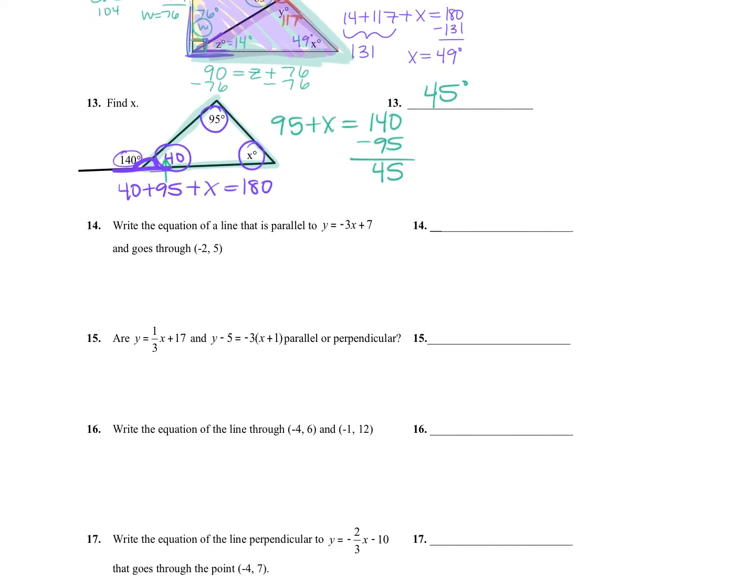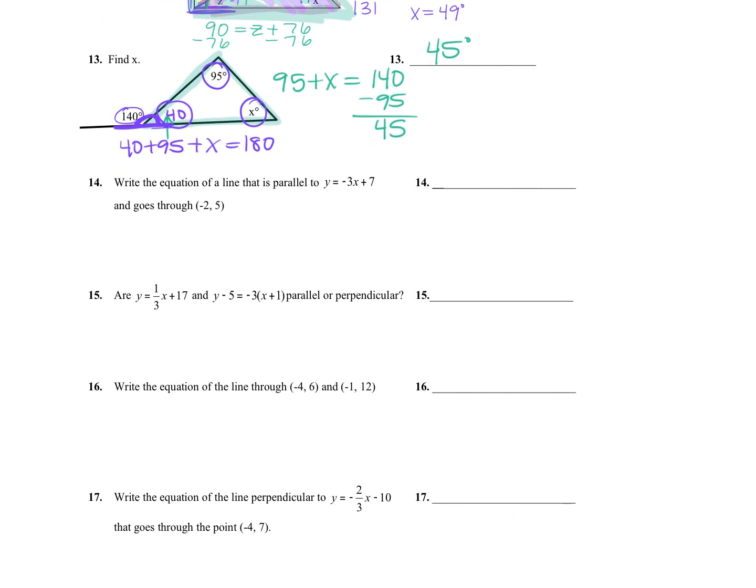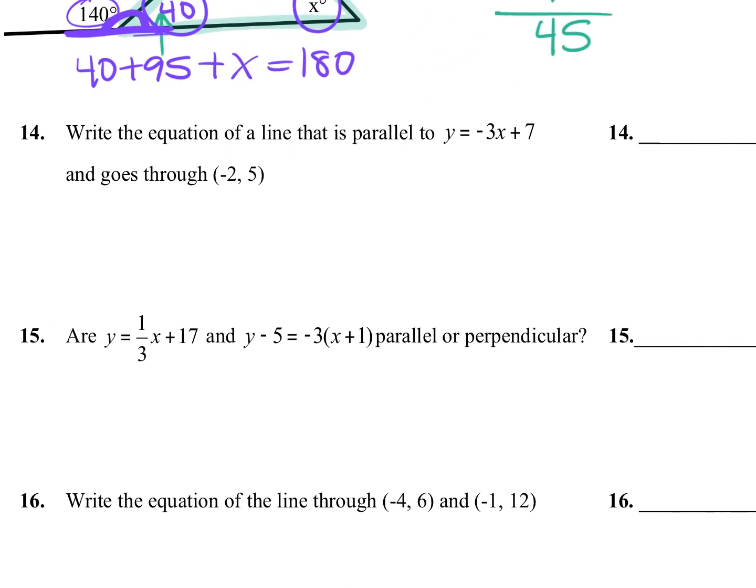Okay. Parallel versus perpendicular. How do you tell if lines are parallel? They have the same slope, right? They'll have a different y-intercept, but they'll have the same slope. Okay, so if I ask you to write the equation of a line that is parallel to this, what are we looking at? What number?